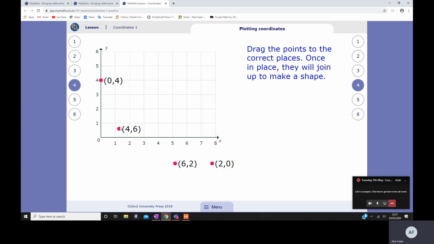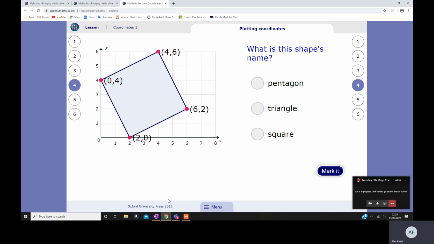So along the corridor, 1, 2, 3, 4. Up we go, 6. 1, 2, 3, 4, 5, 6. There we go. 6 across, 2 up. So along the corridor, 1, 2, 3, 4, 5, 6, and 2 up, 1, 2. Then we've got 2 across and 0 up. So 2 across, 1, 2, and 0 up is there.